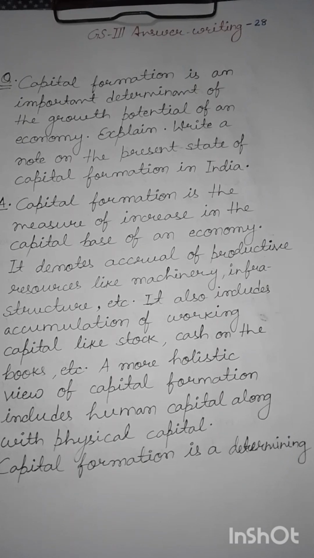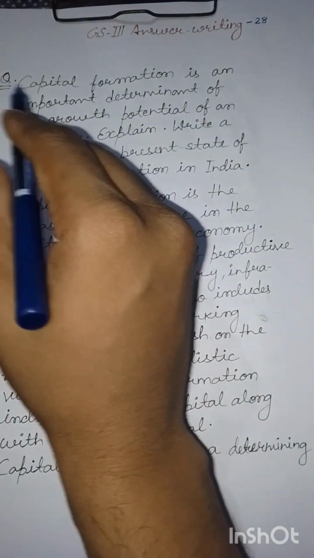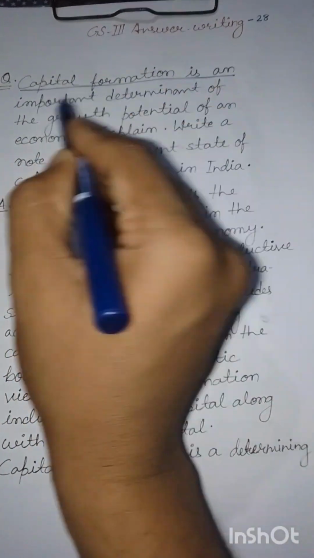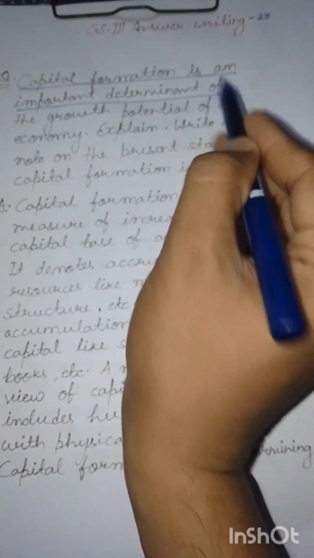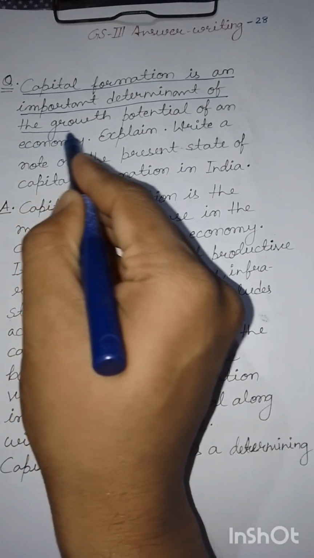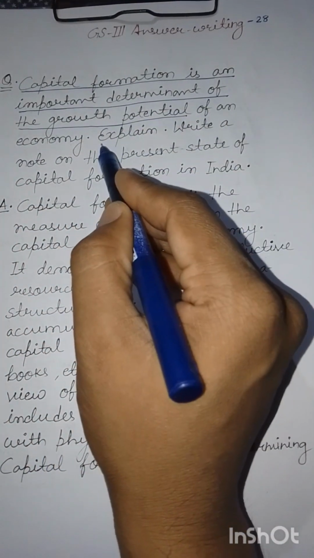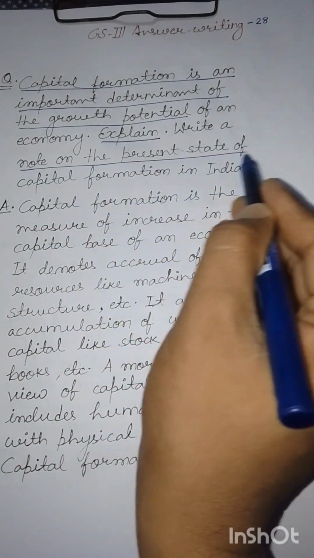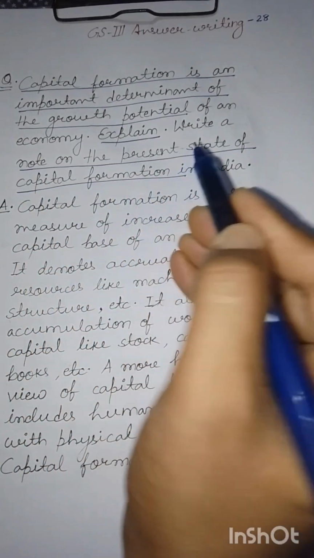As part of our series on answer writing for general studies papers of civil services main examination, we take up a question that might appear in GS paper 3. So, let us read out the question together. Capital formation is an important determinant of the growth potential of an economy. Explain. Write a note on the present state of capital formation in India.